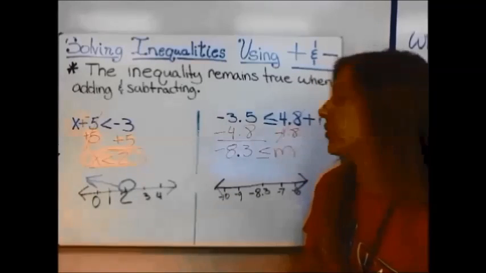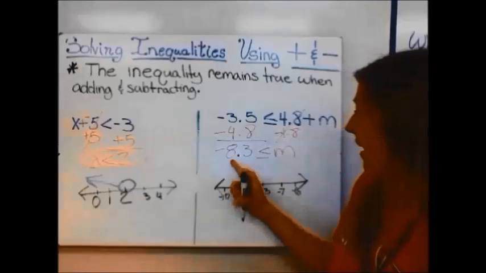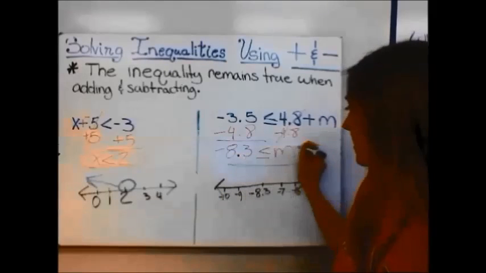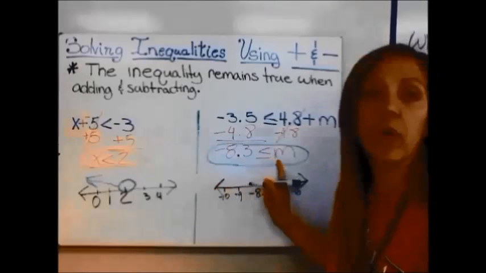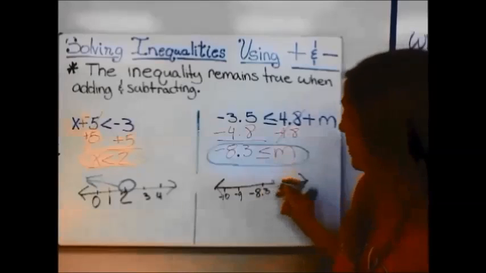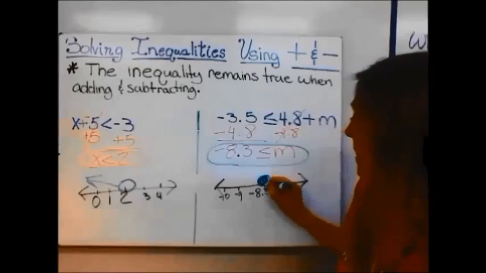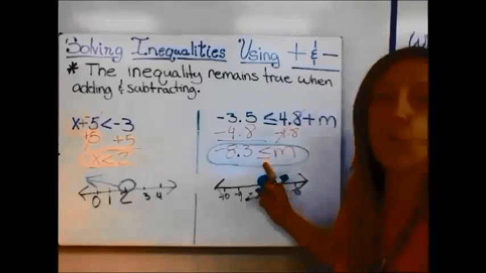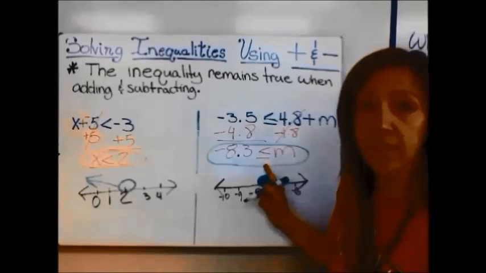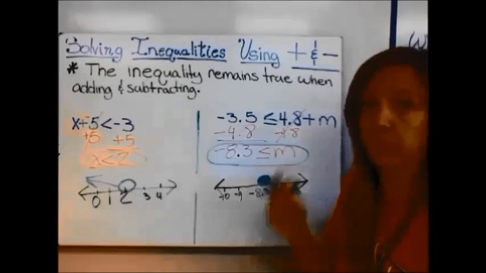And then I am going to graph -8 and 3/10, because this is my value of the variable. I'm going to graph -8 and 3/10 with a closed circle, because the inequality symbol says or equal to. It has a line underneath it, so I color in the circle.